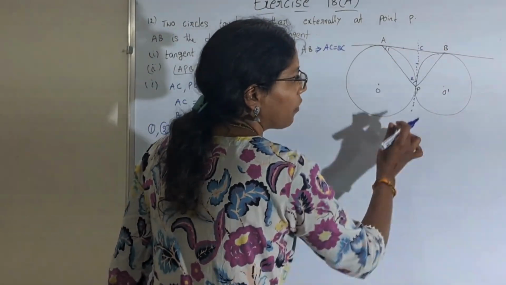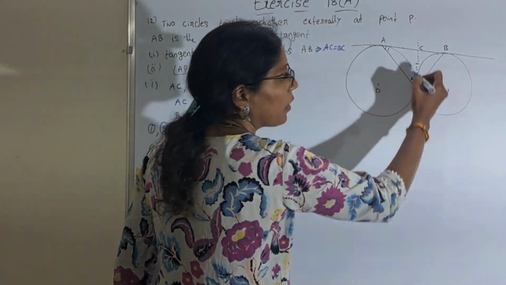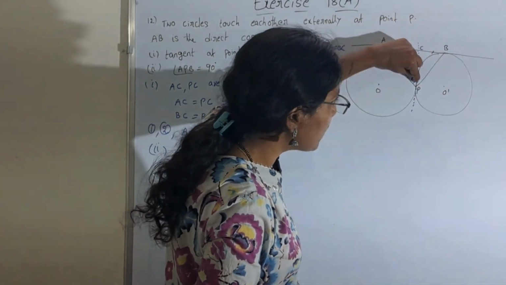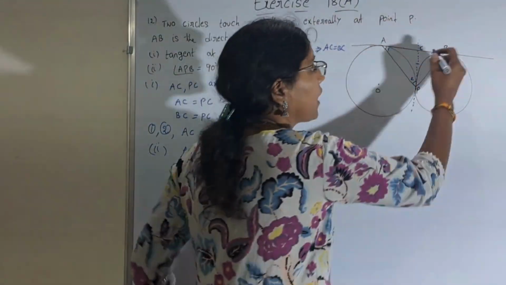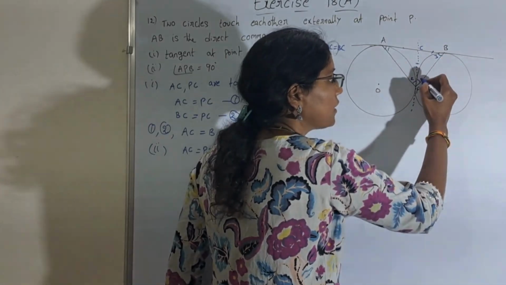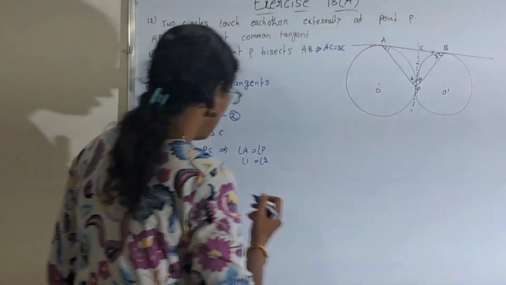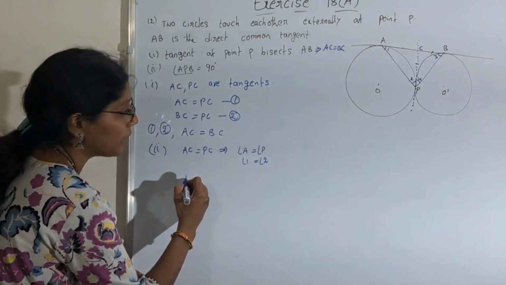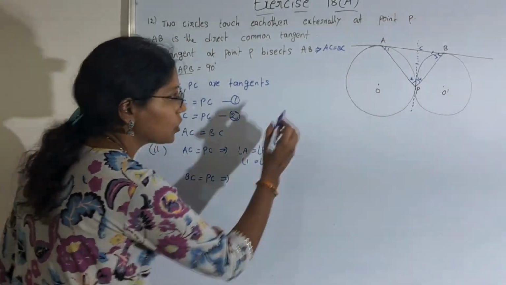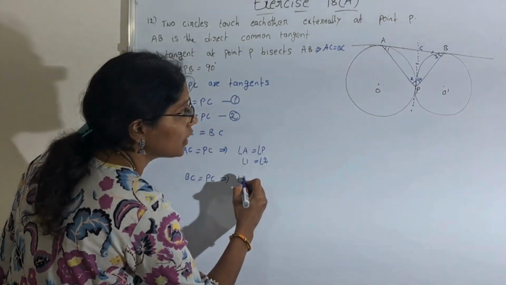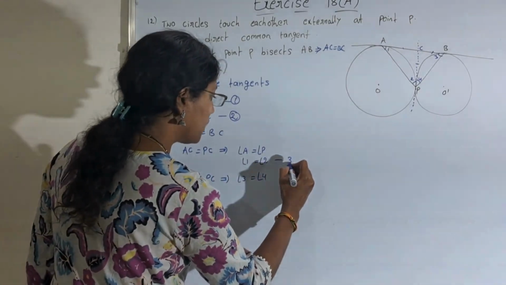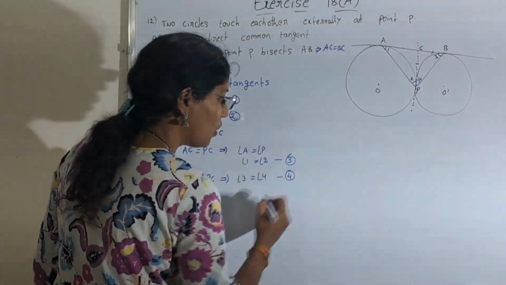Next, on this side we have to observe here BC, PC are tangents. These two lines are equal, so these two angles will be equal. It is an isosceles triangle, so this angle is equal. This is angle 3, this is angle 4, we have to write. Here BC is equal to PC, so what can we write? Angle 3 is equal to angle 4. This is equation 3 and this is equation 4.